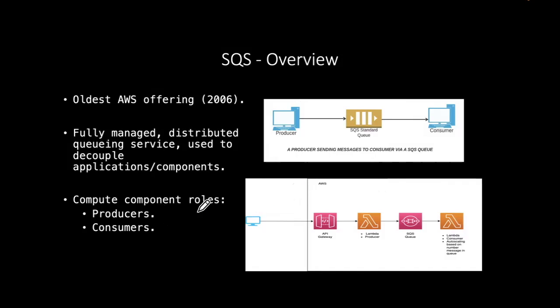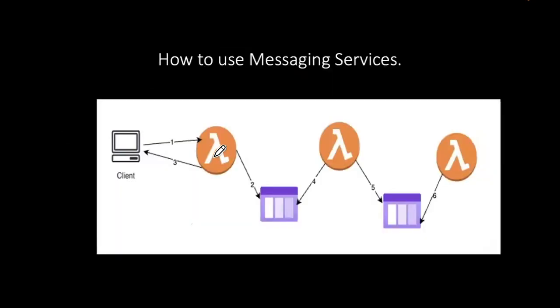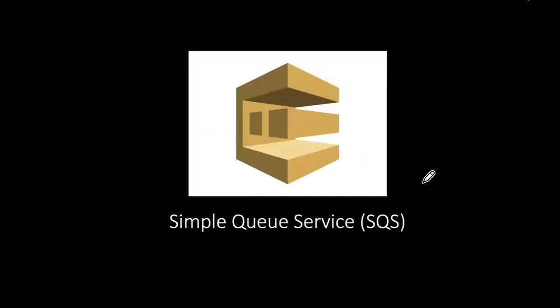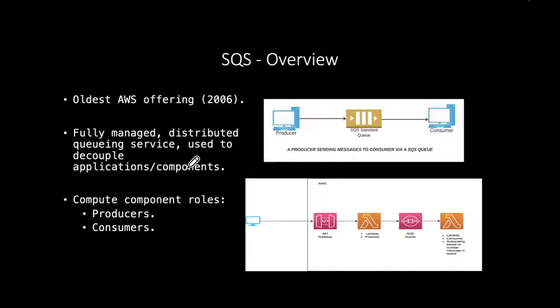So a producer is an application or a component that writes messages to your queue. If I go back to the previous slide, we would say this is a producer component, whereas this one here is a consumer, and it's also a producer, as it turns out. This component here is just a consumer. Okay, so that's just the terminology. It's pretty simple.